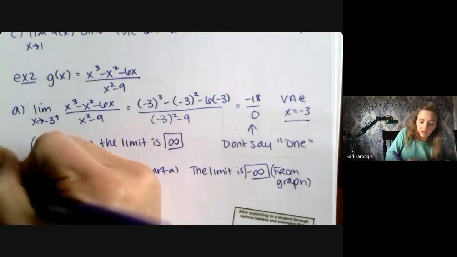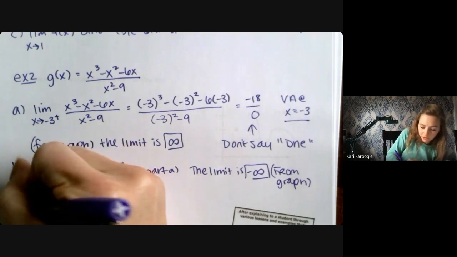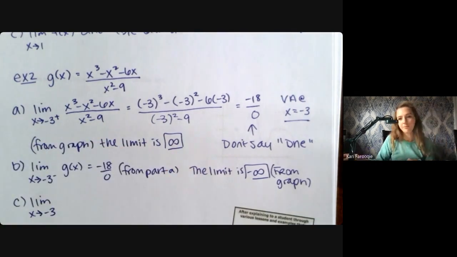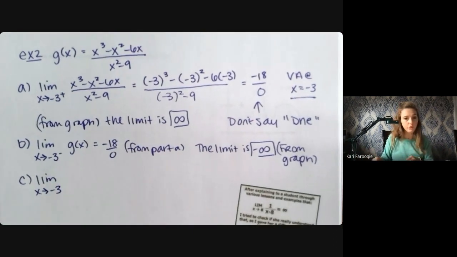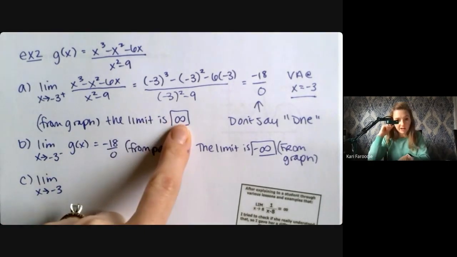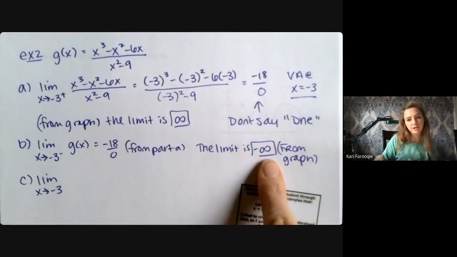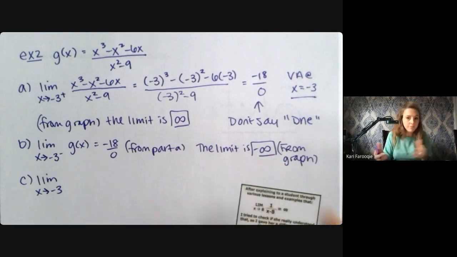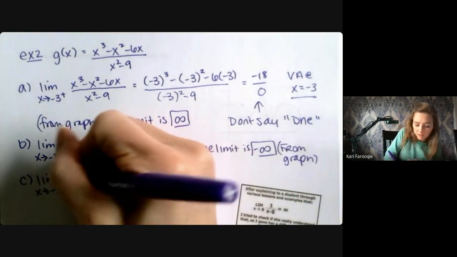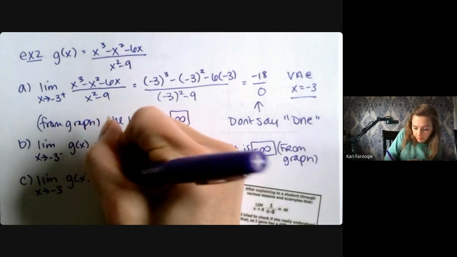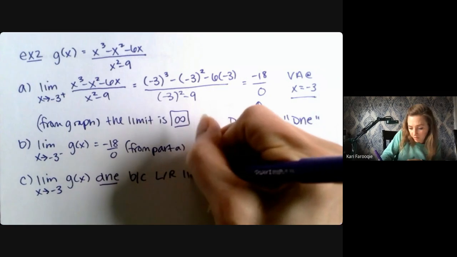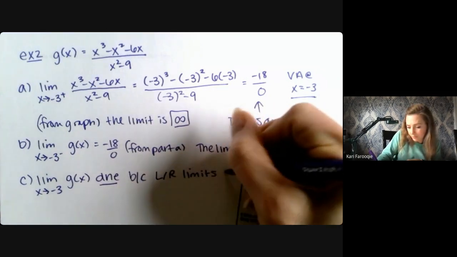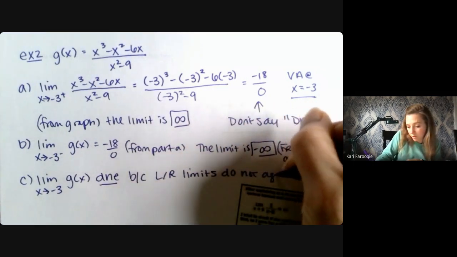Now, of course, I'm going to ask you this question. The limit as x approaches -3. This is not a one-sided limit. This is just the limit. And you are going to say, well, let's look at the one-sided limits. The right-sided limit went to infinity. The left-sided limit had values that went to -infinity. They're not going to the same place. Therefore, we would say that that limit does not exist because the left and right limits do not agree.